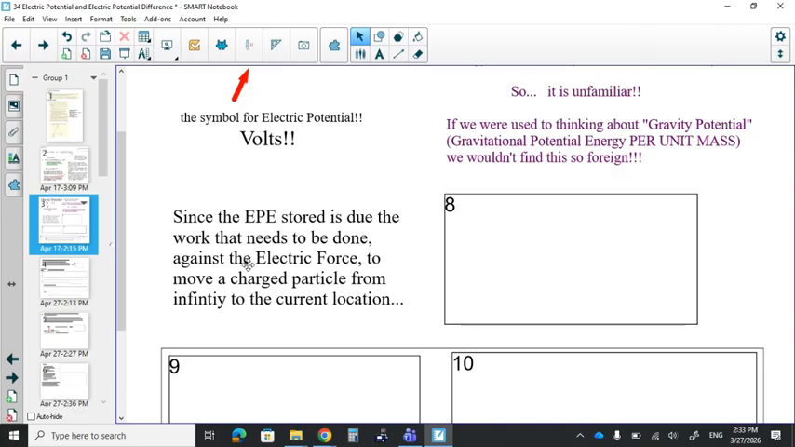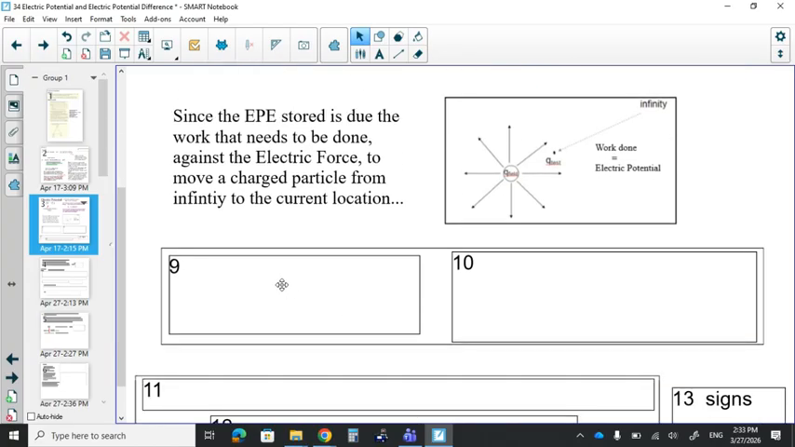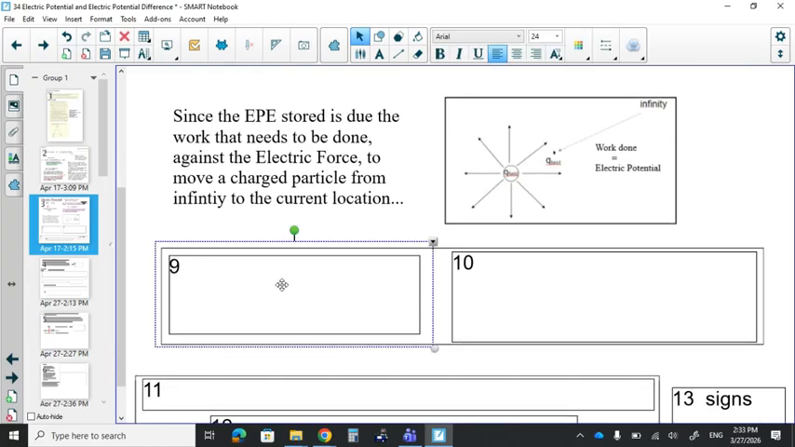Since electric potential energy is stored due to work that needs to be done against the electric force to move a charge from infinity to a particular location, as we talked about in the previous lesson, you can think of having a test charge, and all that work needed to bring it there is going to be your electric potential. So it's how much energy it took to get that one coulomb of test charge there.